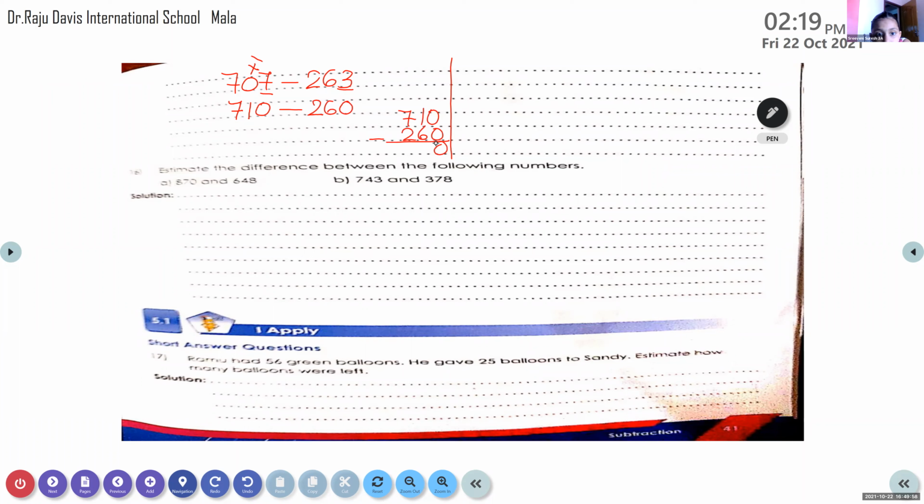1 minus 6. Can you do it? From 1, can you take away 6? The upper number is 1. No, ma'am. So what is to be done? We need to regroup, isn't it? Yes. 1 has to be made 0.